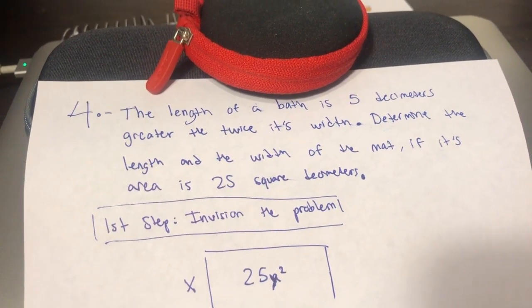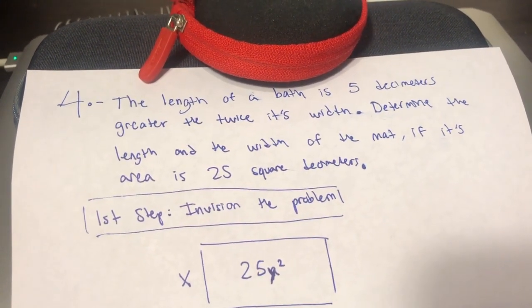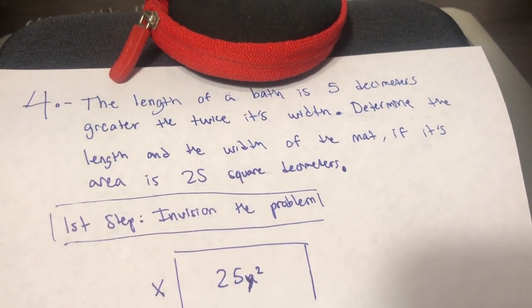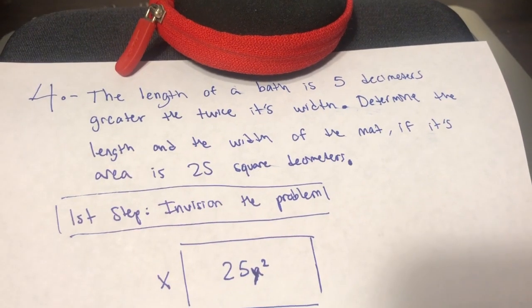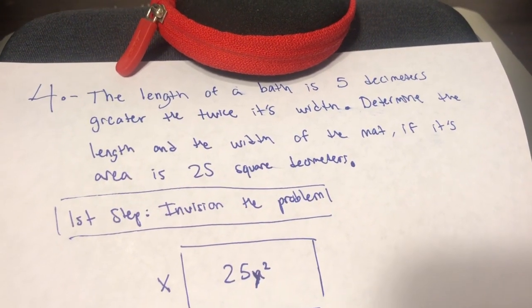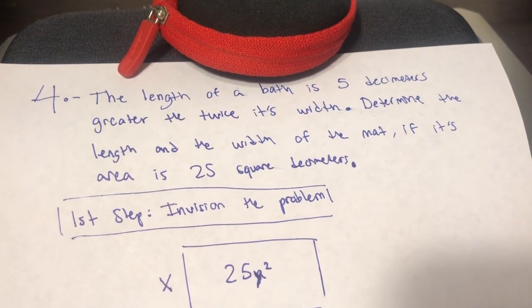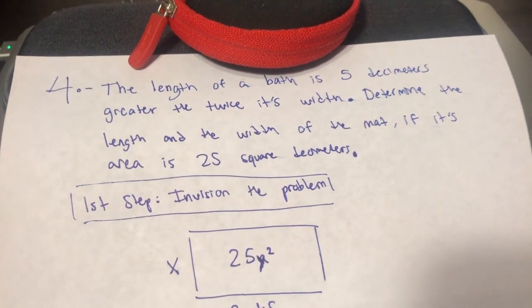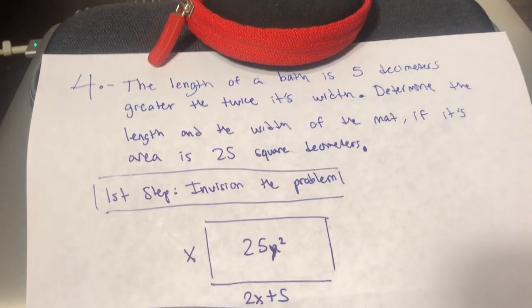Okay, so heading next to problem number 4. The length of a mat is 5 decimeters greater than twice its width. Determine the length and the width of the mat if its area is 25 square decimeters. Okay, so this is a very simple problem to solve. First, you have to envision the problem.